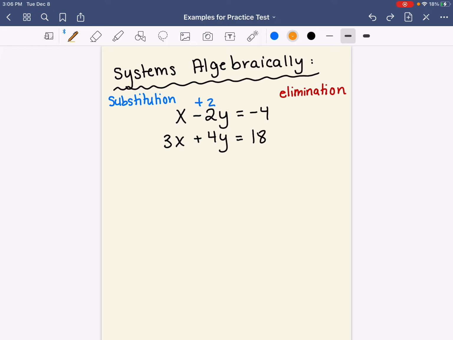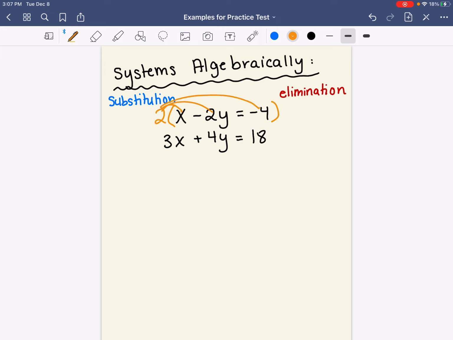So here's my original problem. When I look at my pieces, right now my x's won't cancel, and right now my y's won't cancel. Since I have 1 minus and 1 plus, that's a good thing because a positive and a negative cancel each other out. This one has a -2 and this one has a 4. What that means is I can multiply this -2 in order to get the 4 to cancel. So I'm going to multiply this whole top equation by 2.